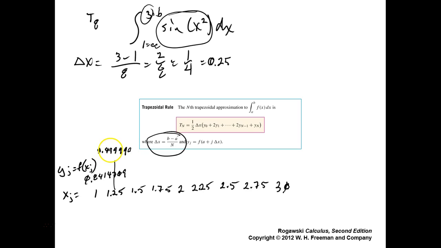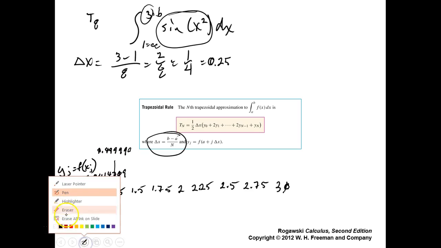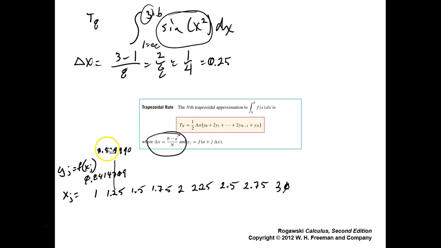Okay, 4.9. Oh, I'm sorry. I was thinking, I don't know how you jumped down there. Okay, I could have done that differently, but let me do it this way. 0.9999655. Okay, take your 1.5 and square it, and then take the sine of that number.